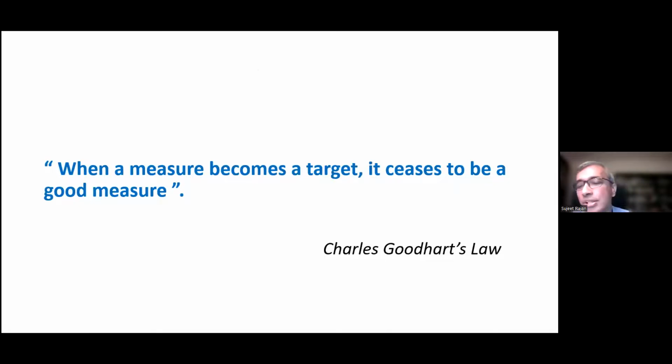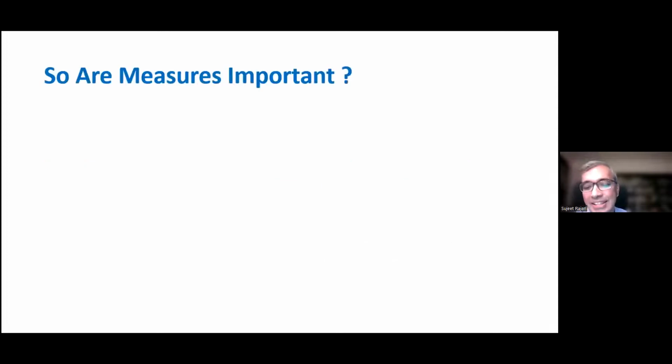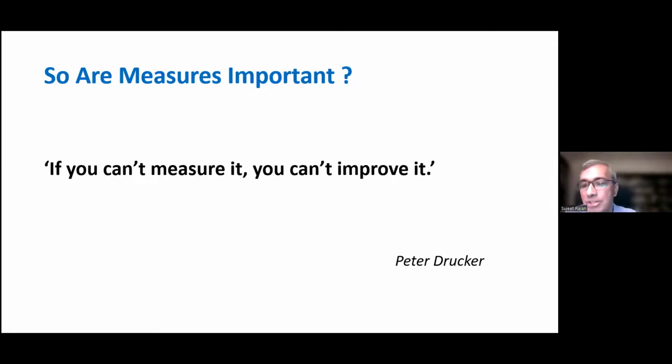As Charles Goodhart said in his law, when a measure becomes a target, it ceases to be a good measure. So if your hospital is defined by the fact that it's full, that's a successful hospital, bed occupancy is full, that is not necessarily the best hospital in the city. Measures, however, are important, but what measures? You have to look at the measures. As Peter Drucker, the management guru, said, if you can't measure it, you can't improve it. So you have to have some measures.